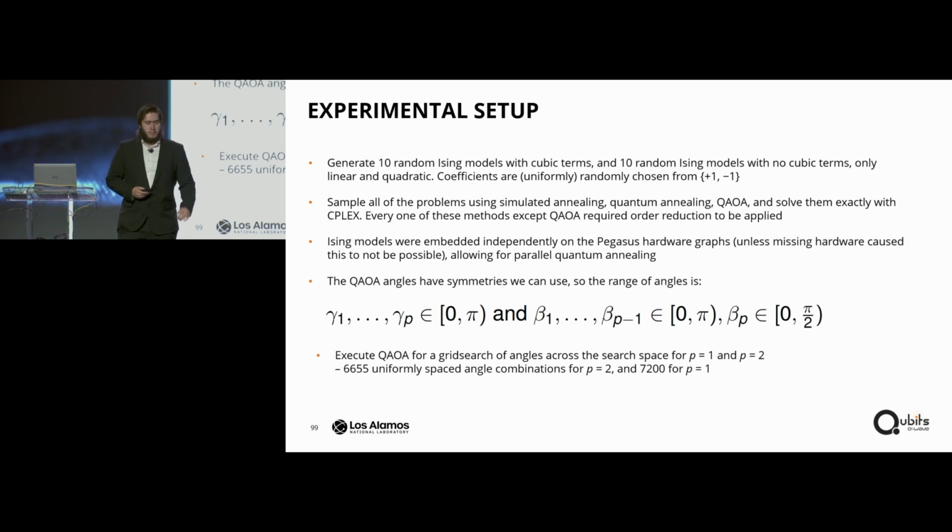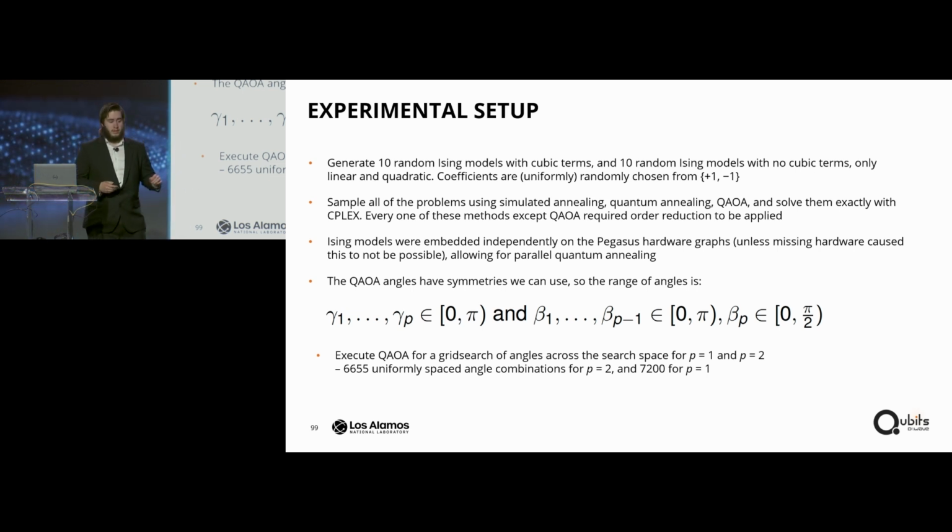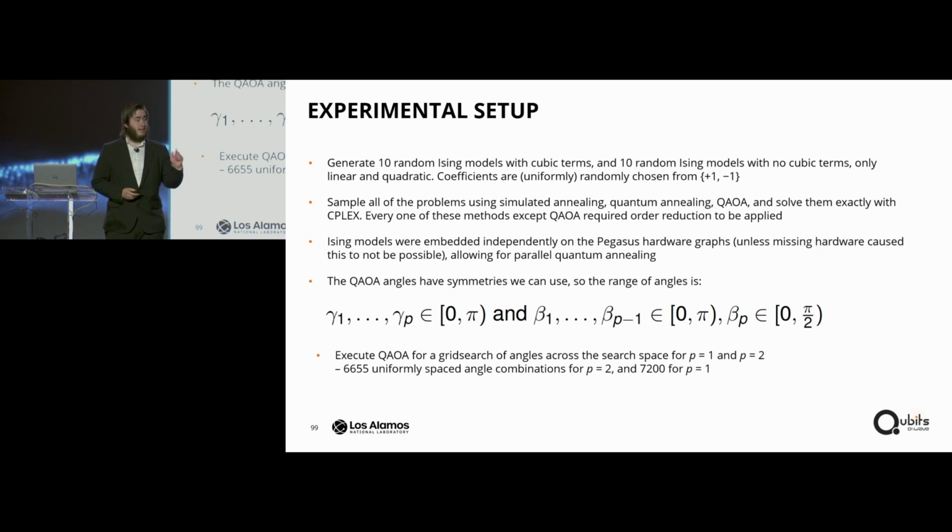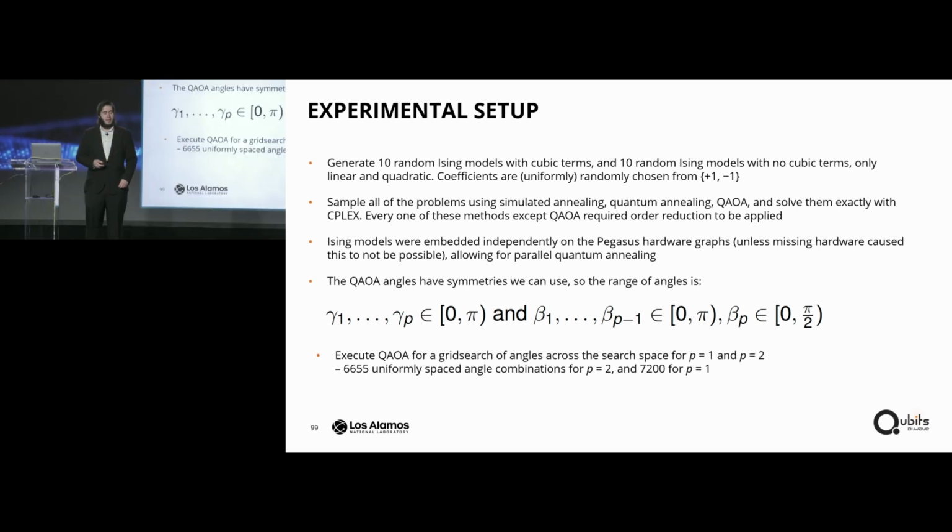The Ising models were embedded independently on the Pegasus hardware graph, unless there were any missing hardware pieces that we ran into, in which case that wasn't possible for some of them. And this allows us to, again, execute many of these problems in parallel.